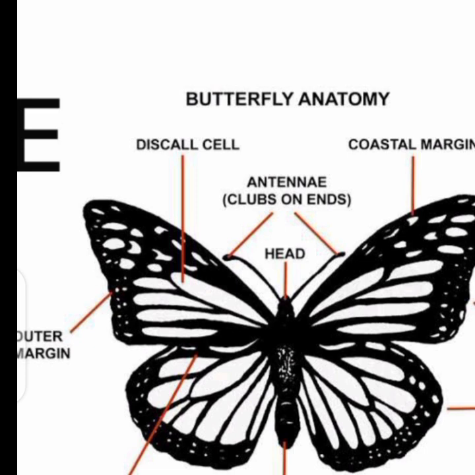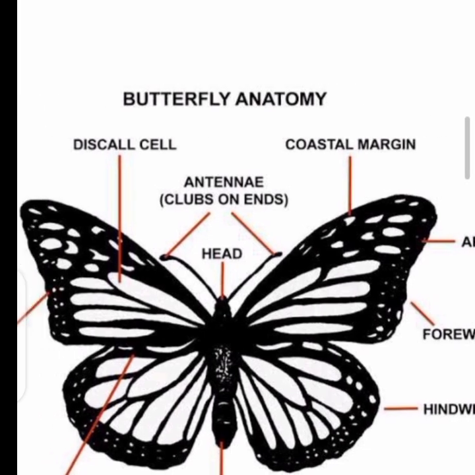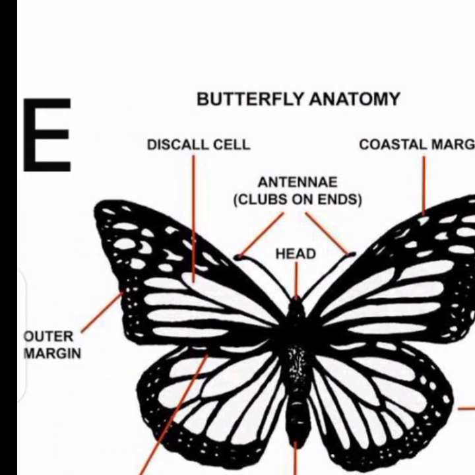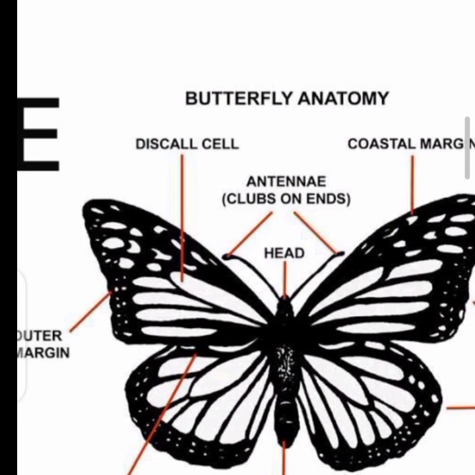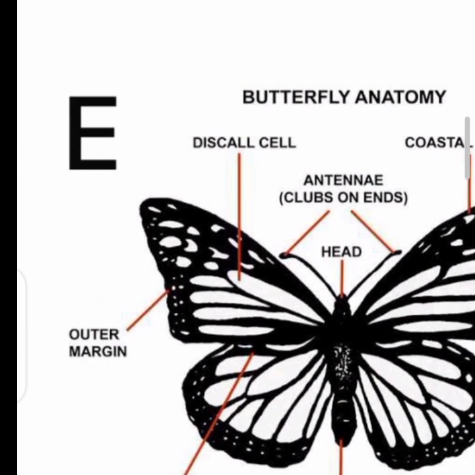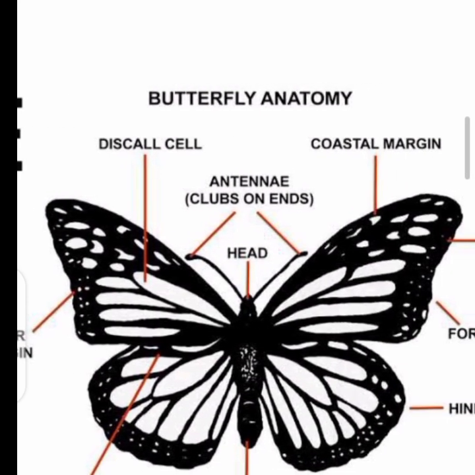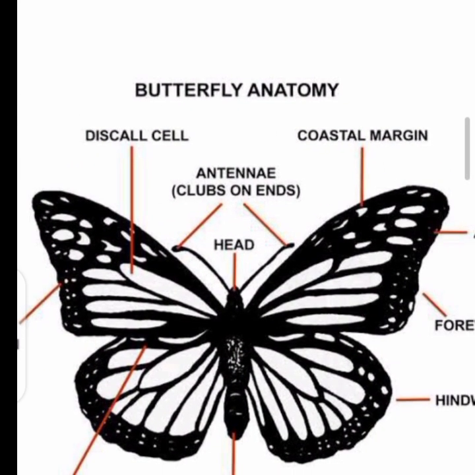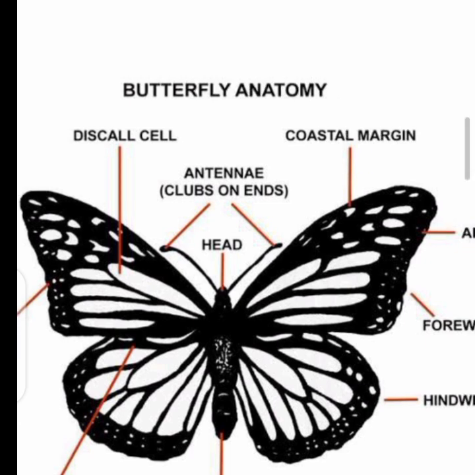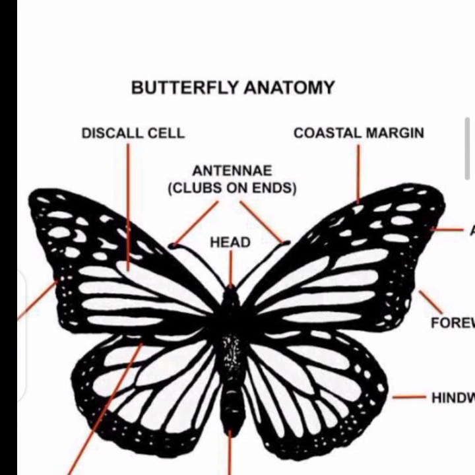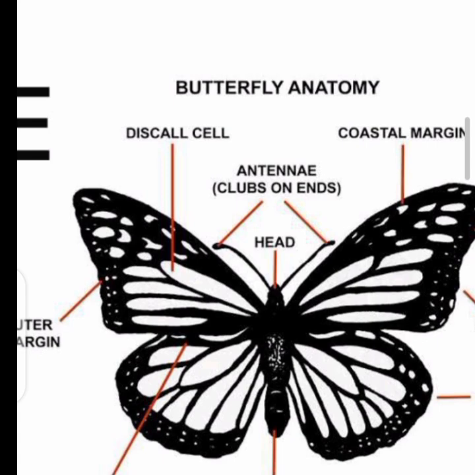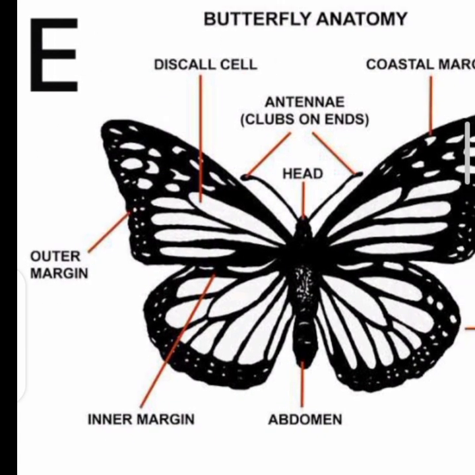You might understand pollination: the butterfly helps in transferring pollen grains from anther to stigma, and it's of agricultural benefit. Then we have ecotourism. Butterfly gardens and conservation attract tourists. So that is ecotourism.